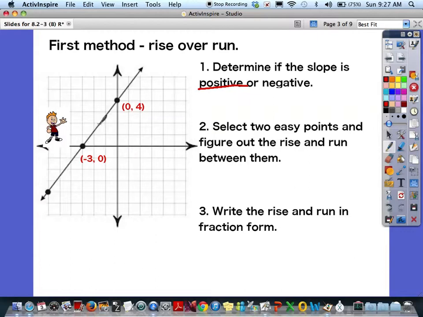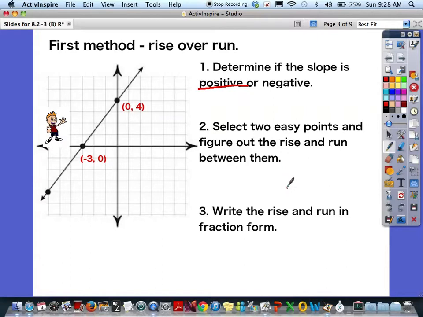What I mean by easy points is we wouldn't want to pick a point here or a point here because they're sort of in between whole numbers and it makes it difficult to calculate and think about. So start by choosing two points that are easily identified. I've already done that for us. We've got (-3, 0) and (0, 4).